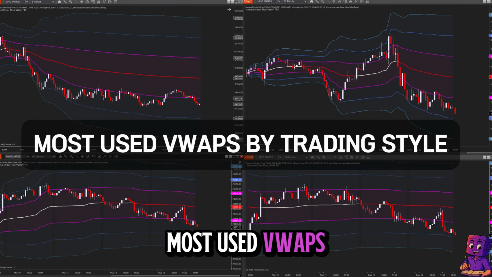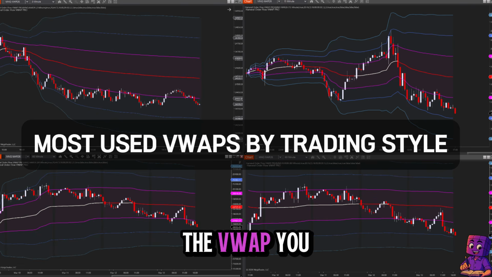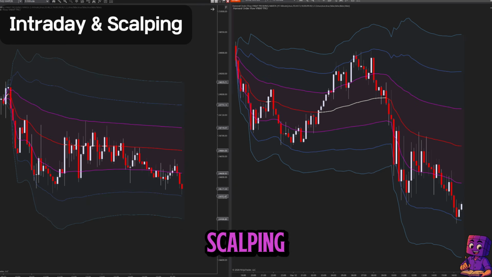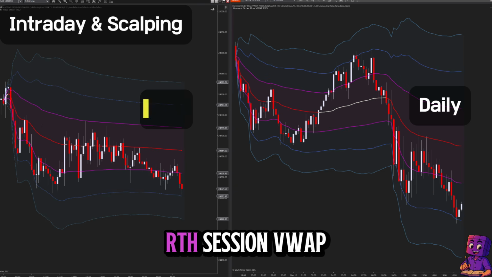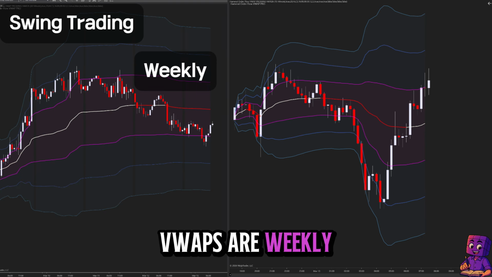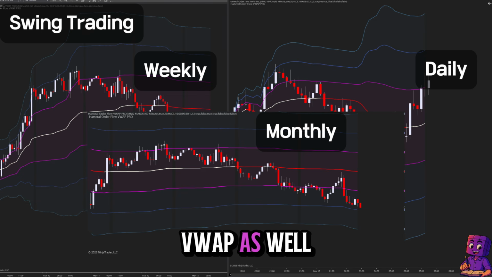Most used VWAPs by trading style. Now, another important thing, the VWAP you use depends on your trading style. For intraday and scalping, the most used VWAPs are daily VWAP and RTH session VWAP. For swing trading, the most used VWAPs are weekly VWAP, daily VWAP, and sometimes the monthly VWAP as well.